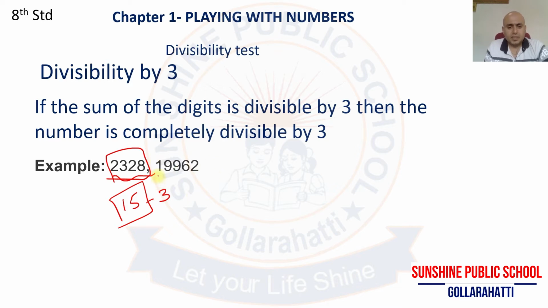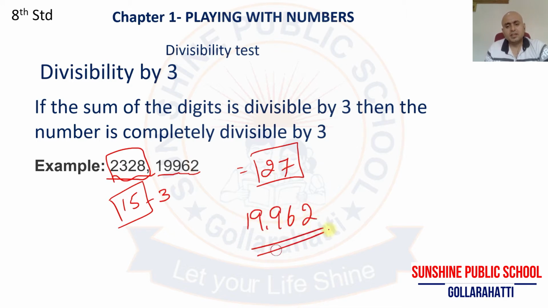So add: 9 plus 1 is 10, 10 plus 9 is 19, 19 plus 6 is 25, 25 plus 2 is 27. So the total is 27. 27 is also divisible by 3 because 3 nines are 27. That means this full number, 19,962, is divisible by 3. Okay, this is the easy way to find out whether a number is divisible by 3.